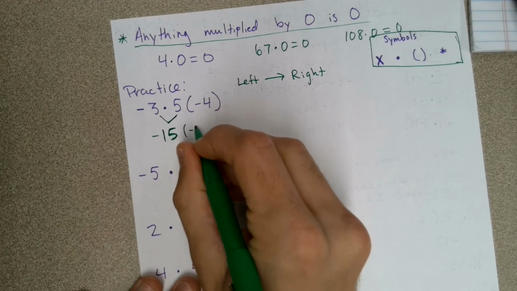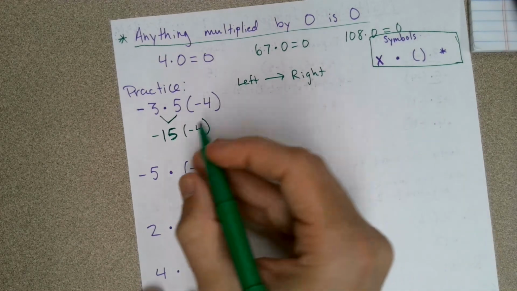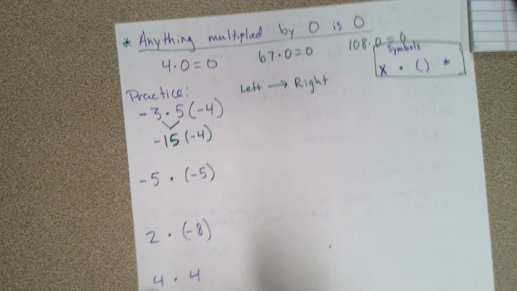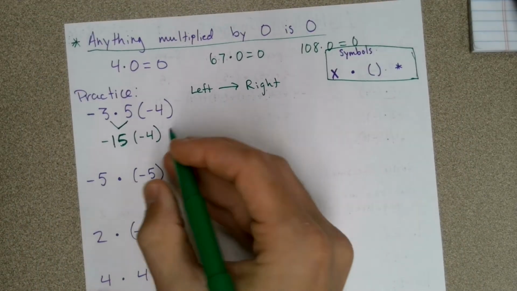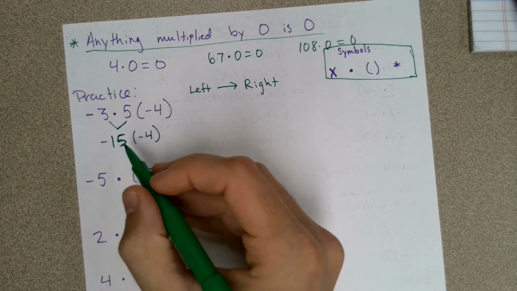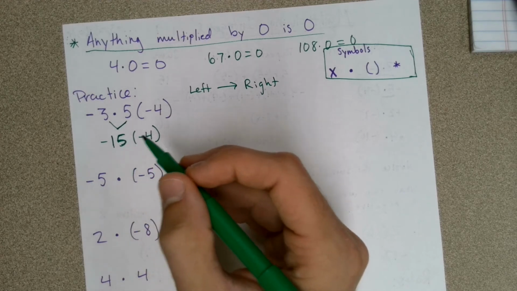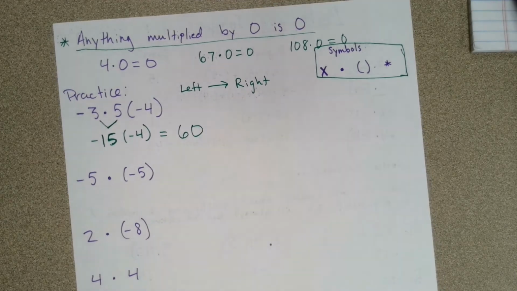Now I can rewrite this as negative 15 times 4. I see negative, negative, same sign. We remember our same sign is always positive. So I know this is going to become a positive. And if I think about that quick, I know 15 times 2 is 30, times 3 is 45, times 4 is 60. So same signs becomes positive 60.